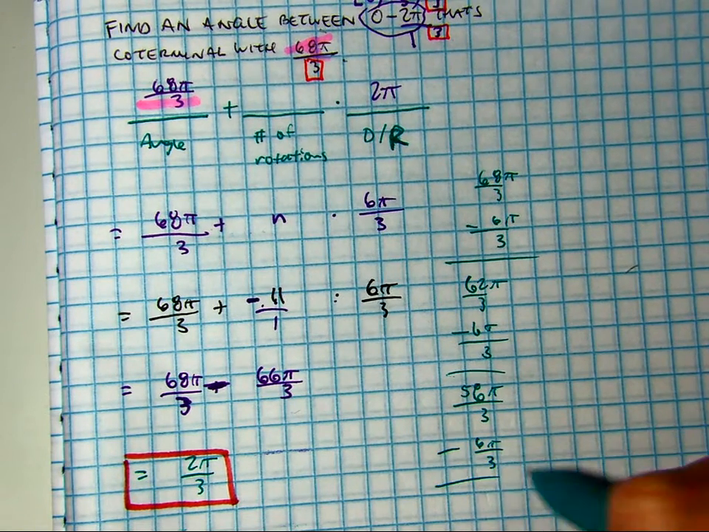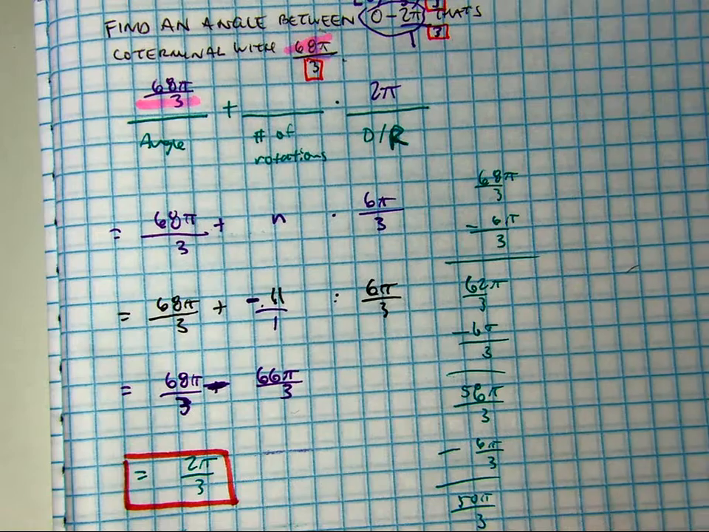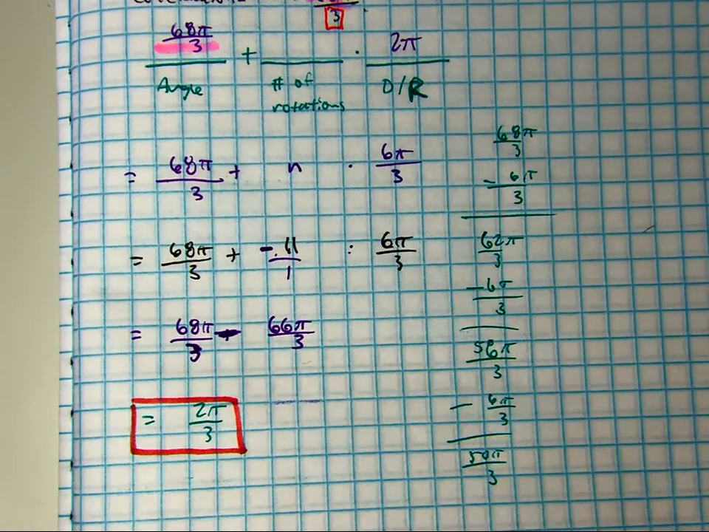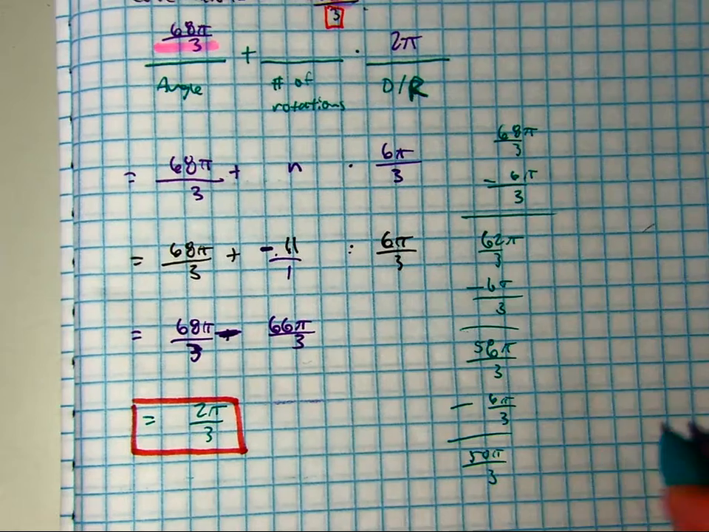So if you did this on your paper to show your work, totally fine. Use the formula, totally fine. But our answer, 2 pi over 3 and 68 pi over 3 are coterminal. They'll end up in the same position.